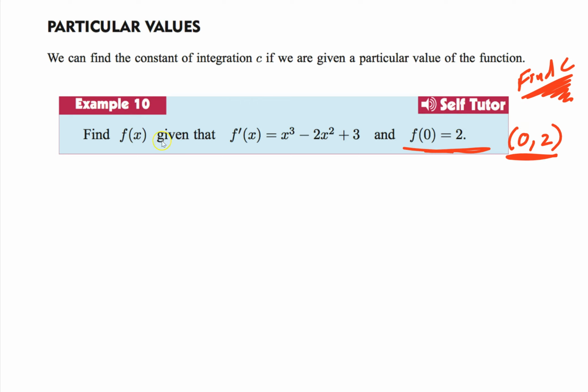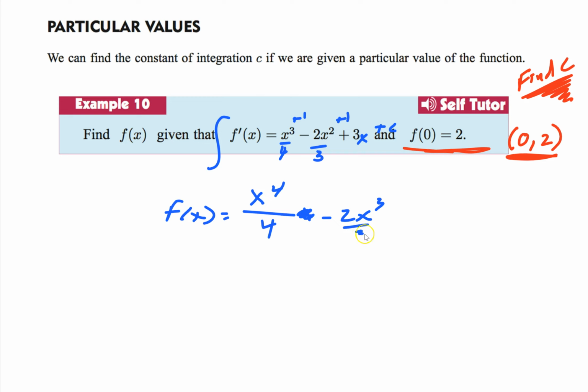Find f of x, the original function, given the derivative. So they give you the derivative, they want you to find the original function. Remember the way you go back is we integrate. So let's integrate. Now look at this one, straight out power rule. Just add 1 to the power, divide by the new power. Now again, remember that's a constant, you just add the x, and don't forget the plus c. So I'm going to get x to the 4th. So my original function equals x to the 4th over 4 minus 2x cubed over 3 plus 3x plus c. Right? I found my f of x, just like they asked.